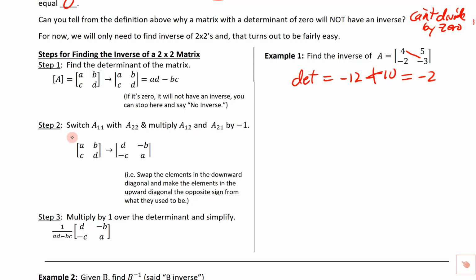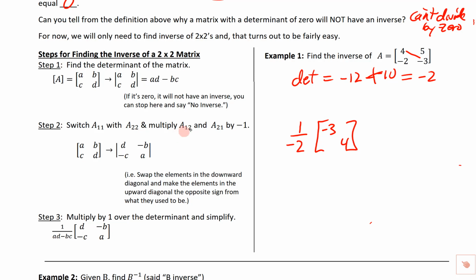The next thing we do is take this matrix and do 1 over the determinant, so that's 1 over negative 2. And then what we do here is we switch the A11 with the A22. So first row, first column with second row, second column. So that's the downward diagonal. The elements in the downward diagonal, we switch positions with the two of those. So this is going to be a negative 3 here, and this is going to be a 4 right here.